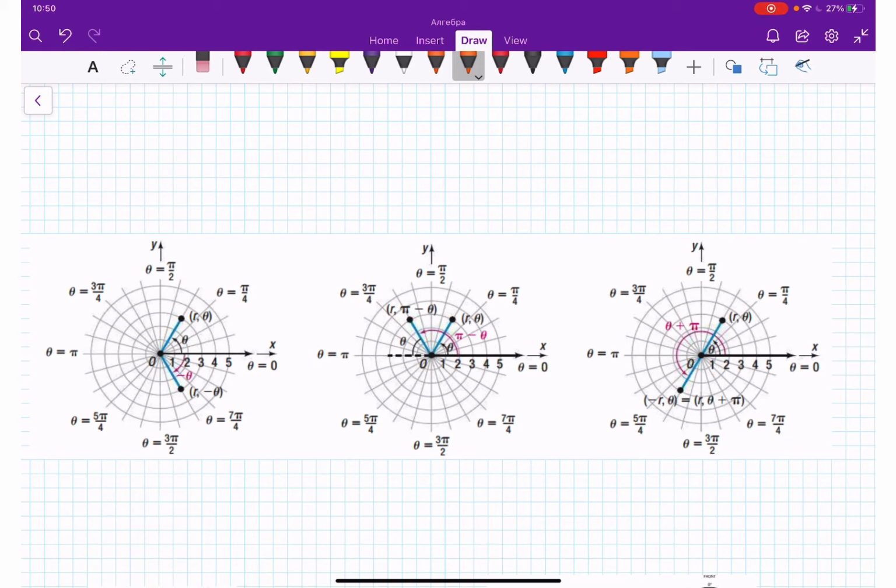Testing polar equations for symmetry. What kinds of symmetry can polar equations have? In polar coordinates, the points (r, theta) and (r, negative theta) are symmetric with respect to the polar axis, or as we say, the x-axis in the rectangular system of coordinates.